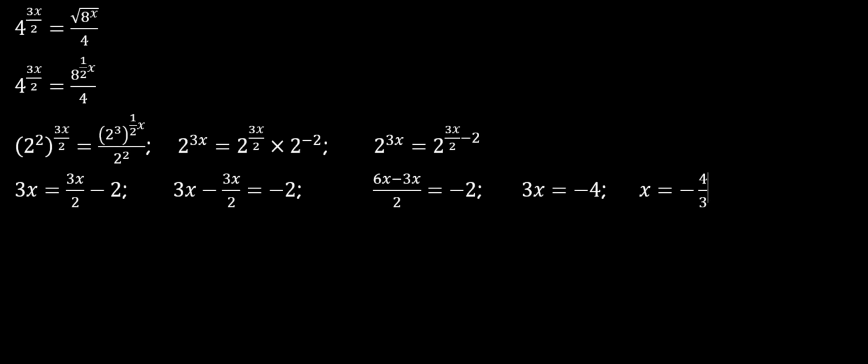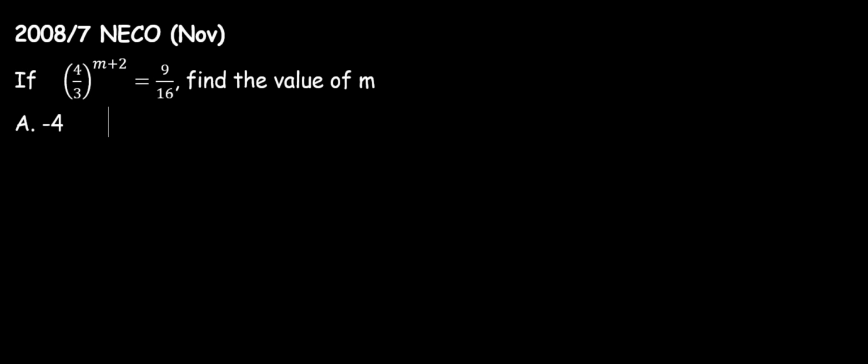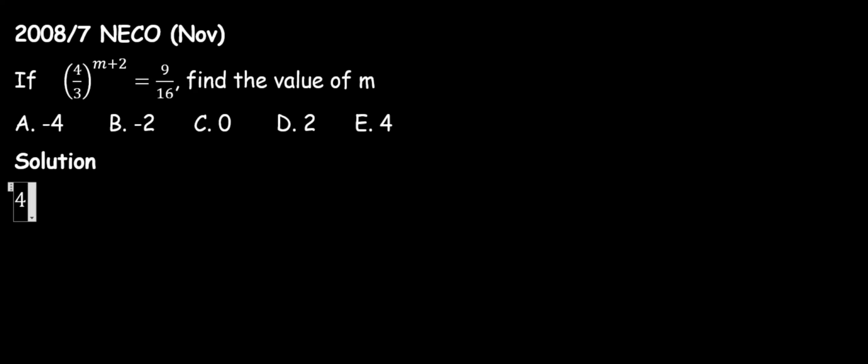Yes, another example. Let's introduce our bracket 4 over 3, close bracket, raised to power m plus 2 is equals to 9 over 16. Find the value of m. A minus 4, B minus 2, C 0, D 2, E 4. Solution. Let's write out our problem properly. 4 over 3, introduce our bracket, raised to power m plus 2 is equals to 9 over 16.